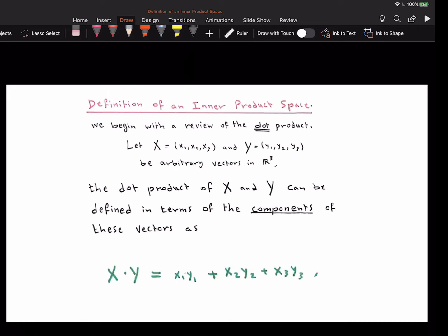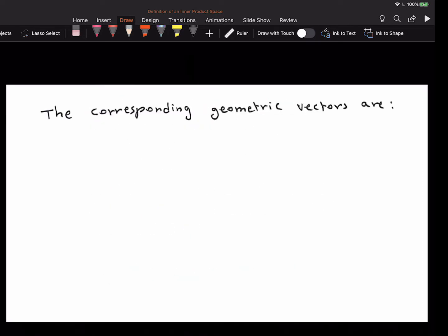x dot y will multiply x1 times y1, the first components. We multiply x2 by y2, x3 and y3, and add them up, as you can see in green at the bottom side. Now, the corresponding geometric vectors are using i, j, and k. So the first vector will be x1 i plus x2 j plus x3 k, and same thing for the vector y.